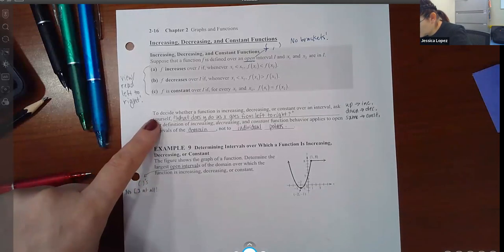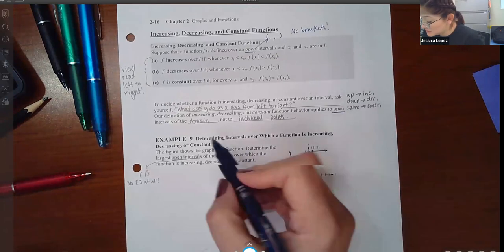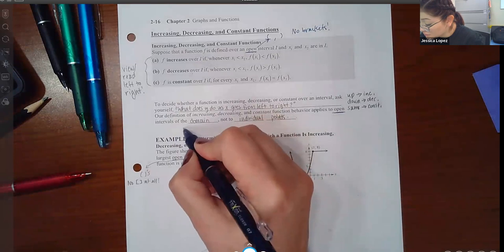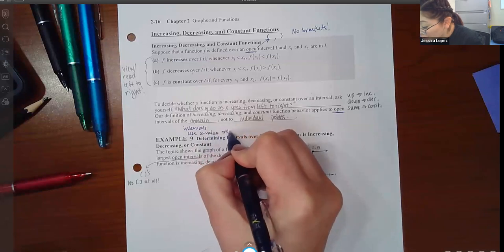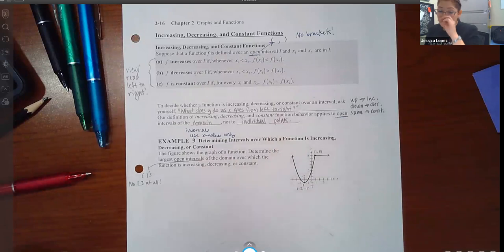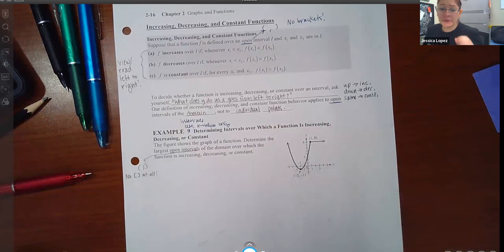So it says, decide whether a function is increasing or decreasing or constant over an interval. Ask yourself, what does y do as x goes from left to right? Our definition of increasing, decreasing, and constant function behavior applies to open intervals of the domain, not to individual points. So what that means is these intervals use x values only, not the points. So not x's and y's, it's just the x values, okay? So not only do they have to have open parentheses, but you do not use the y values at all when you're talking about this.